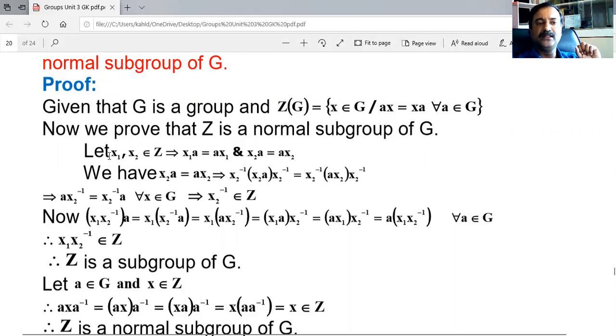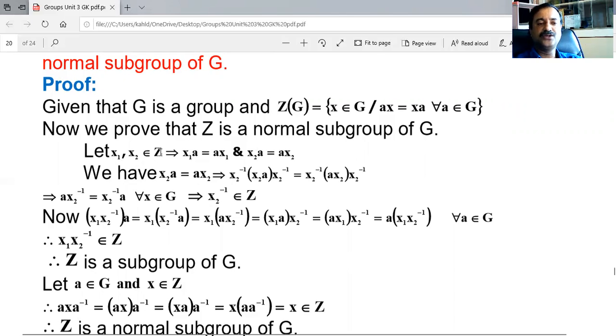For that, I am first proving that center Z is a subgroup. I am taking two elements, x1, x2 belongs to Z. Students, kindly follow the cursor. Let x1, x2 belongs to Z implies x1 satisfies the abelian law with any element of G. I am taking an element a belongs to G. That means x1 satisfies the abelian law with a, that means ax1 is equal to x1a.